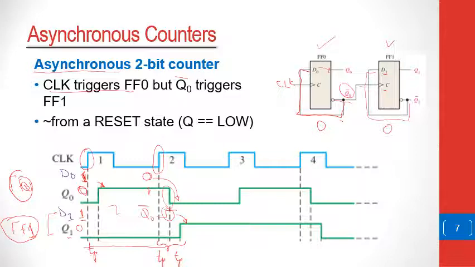And this also goes back to the explanation which I said earlier, that because of this propagation of the state from flip-flop 0 to flip-flop 1 and subsequent flip-flops, this is normally called a ripple counter.